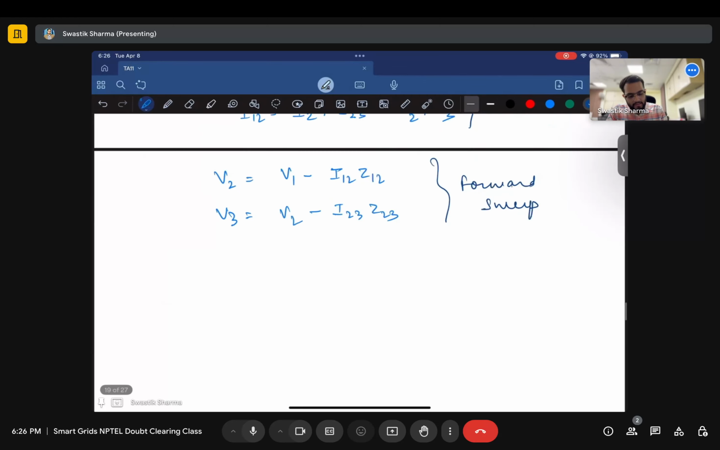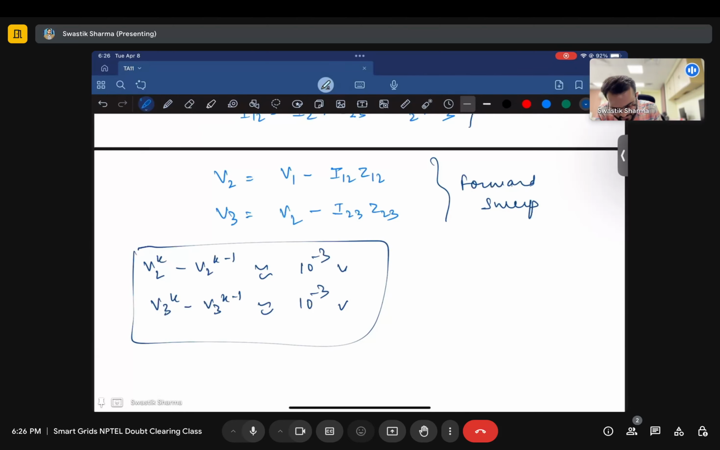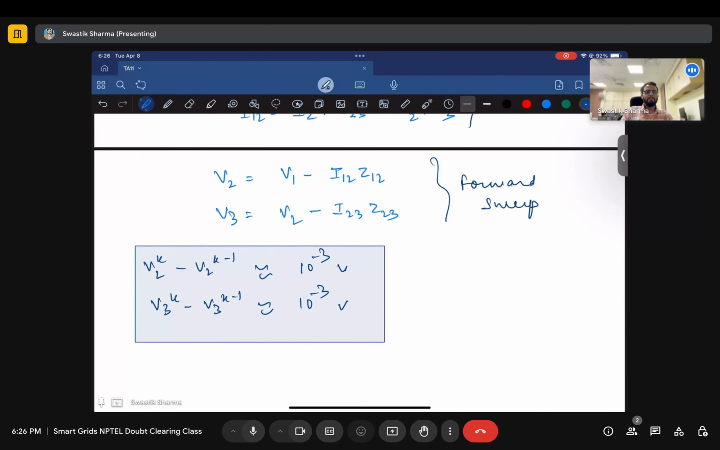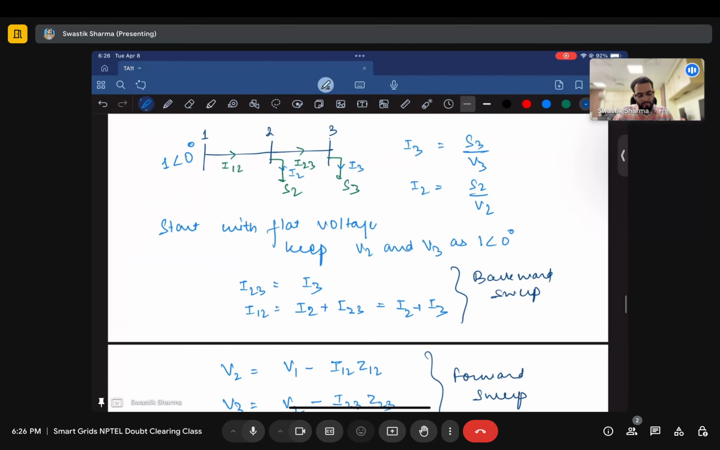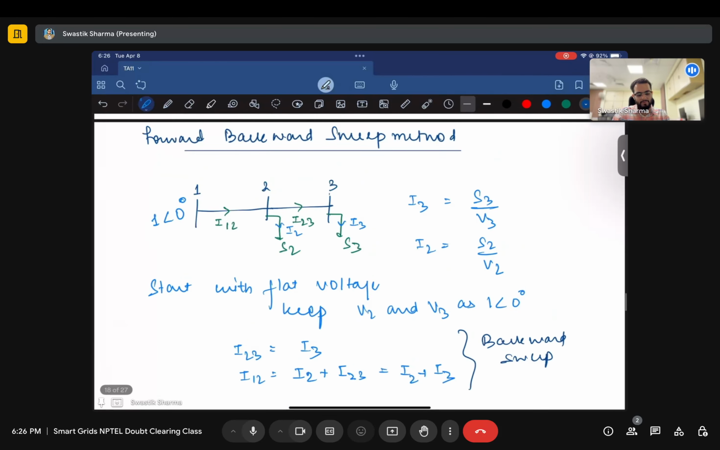And you do it until V2 at iteration k minus V2 at iteration k minus 1 is a very low value, let's say 10 raised to the power minus 3. Similarly for V3. So you do it till it converges. This forward backward sweep is simply KCL and KVL, and that is what we used. That is how we do a forward backward sweep method for finding power flow in distribution systems.